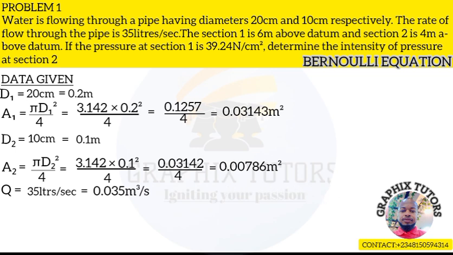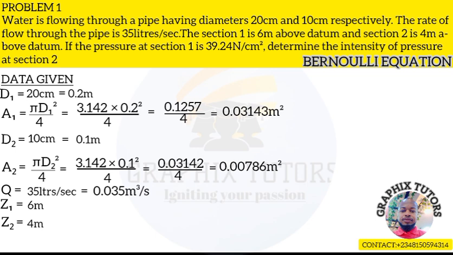Now we'll move further. It says that section 1 is 6 meter above the datum and section 2 is 4 meter above the datum. When we talk about datum, it means elevation from the reference line. So here we use the potential head: Z1 is given as 6 meter, and Z2 is given as 4 meter. Now we'll move further.